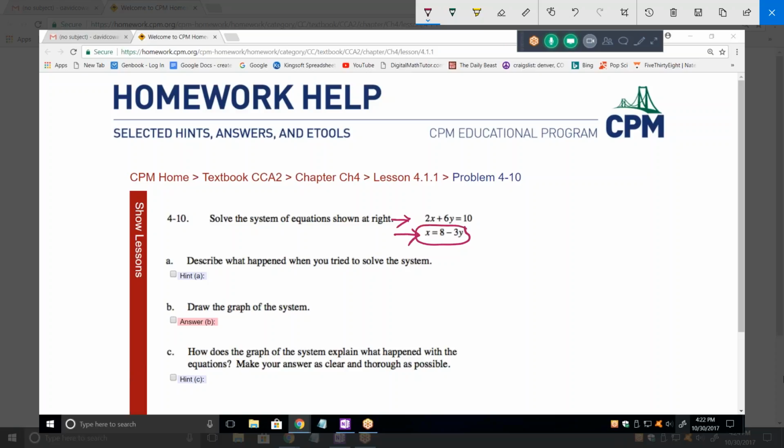So if I use substitution, all I've got to do is go up to the first equation, and wherever I see x, I substitute in parentheses 8 minus 3y. So tell me how to write the first equation. So 2x. No, I said in parentheses. I'm not writing x, I'm going to write whatever x is equal to. That's why it's called substitution.